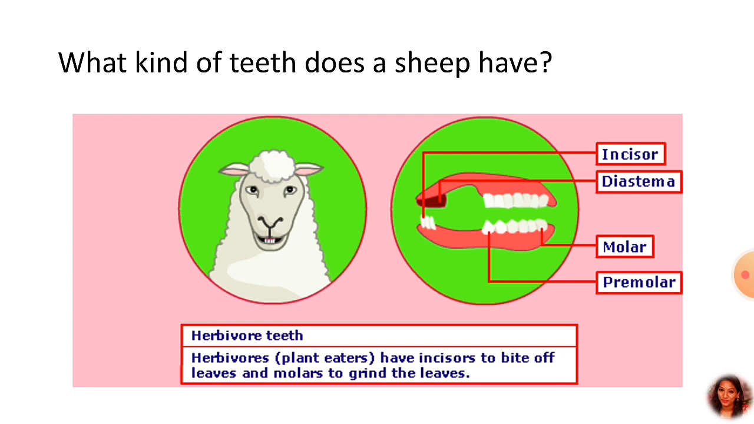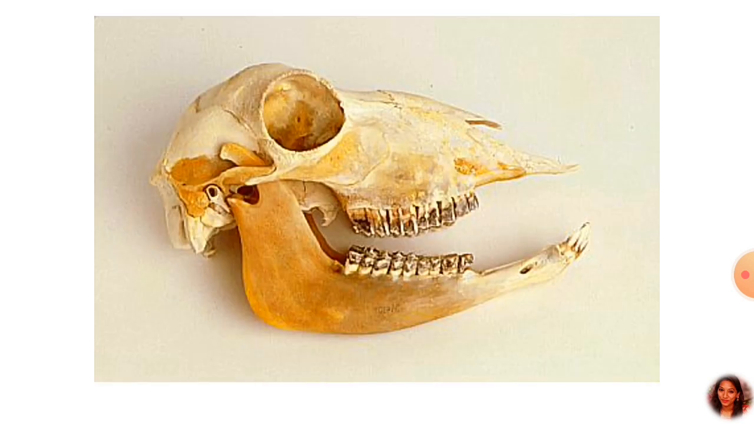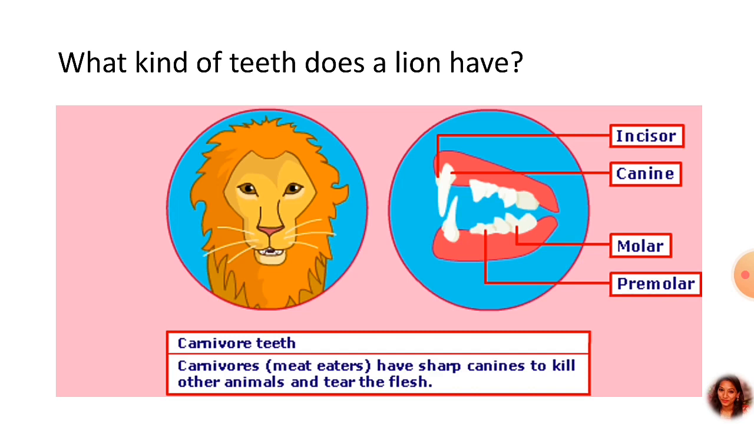Here the herbivores, they are plant eaters, have incisors to bite off leaves and molars to grind the leaves. But they do not need canines because they are not eating any meat or non-vegetarian material. So this is the skeleton, which shows the front incisors as well as the other molar structure.